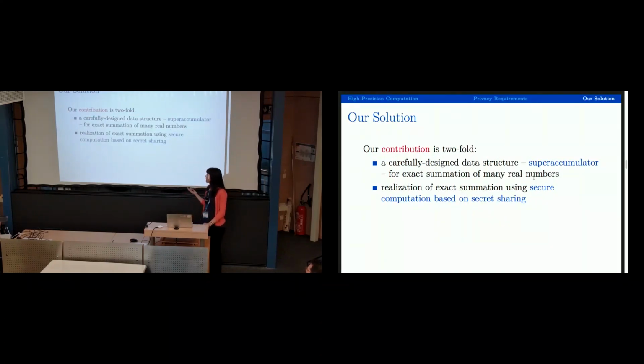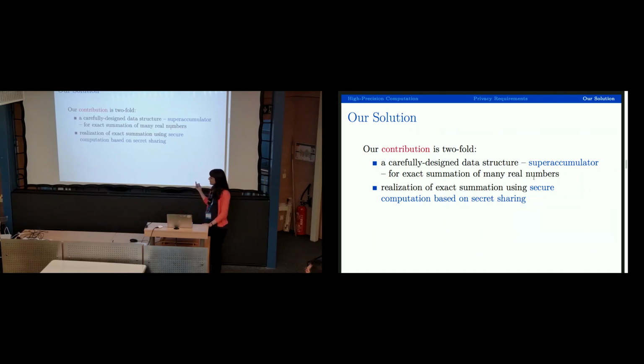In this work, our contribution is twofold. The first is that we design a data structure that permits the accurate summation of many floating point numbers without an error. The exact part is important because we don't have any error. Then, once we have this data structure and show that it has the desired properties, in our case that it is exact, we translate it into a secure multi-party protocol based on secret sharing.